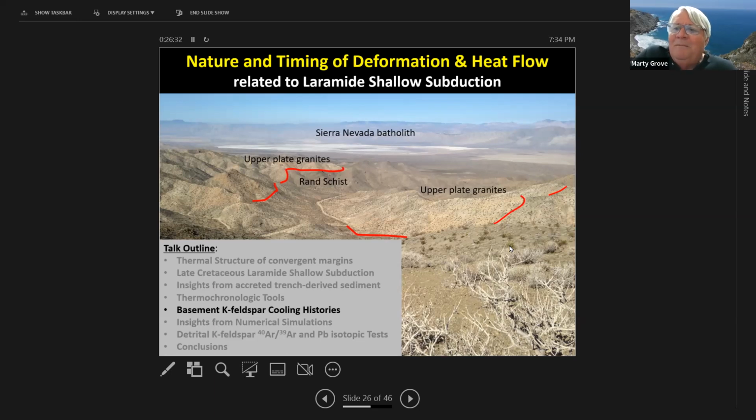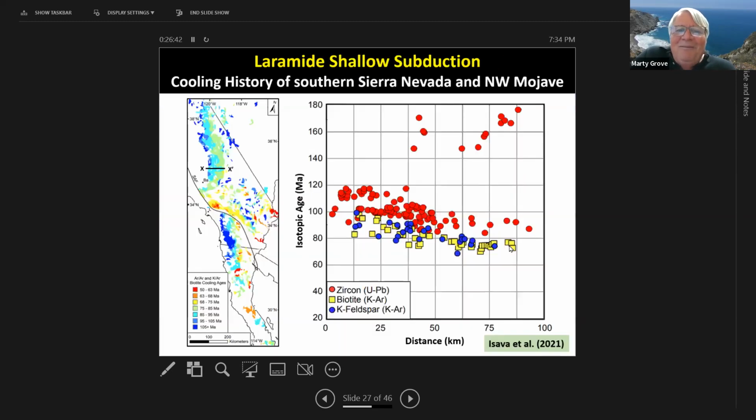So now I'm going to show you some of the data. Most of it is going to be presented in a highly interpreted form. I apologize for that, but this talk has to be short. So the first thing I'd like to show you is the general characteristics of cooling age distributions throughout the batholithic rocks of the Southern California region.